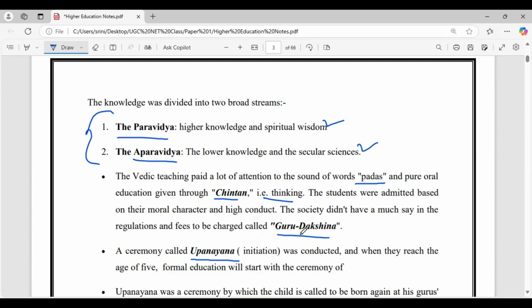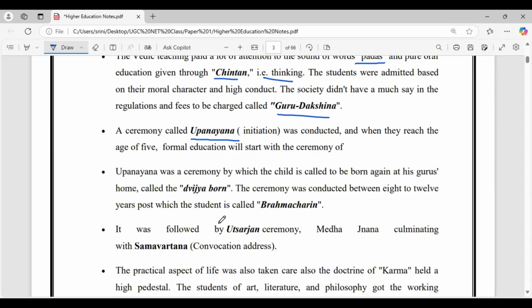Initiation was conducted when they reached the age of 5. Formal education will start with the ceremony of Upanayana, by which the child is called to be born again in his Gurukul, called Dvija. The ceremony was conducted between 8 to 12 years, post which the student is called Brahmachari.